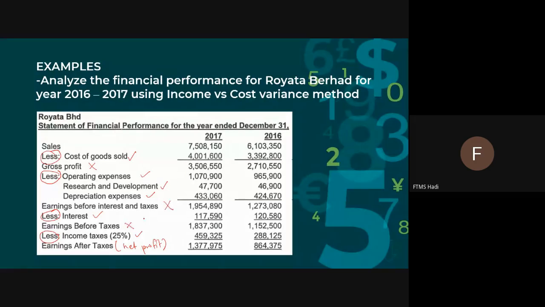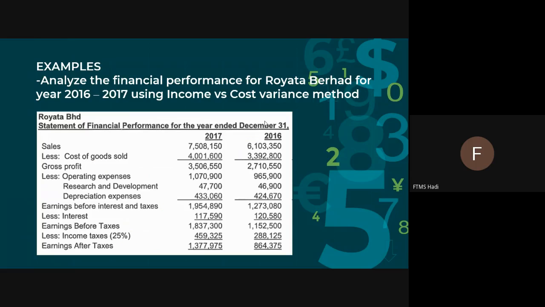I think it might be confusing, so let me erase everything. All right, for this one you don't have to calculate the variance. This one also no need, this one also no need, and this one also no need. So you need to compare, that means you need to calculate the variance, meaning the difference, the changes from last year until the current year. That means 2017 compared to 2016.